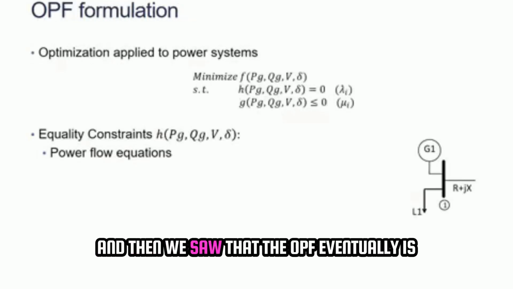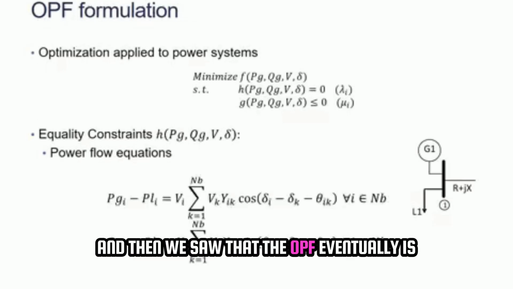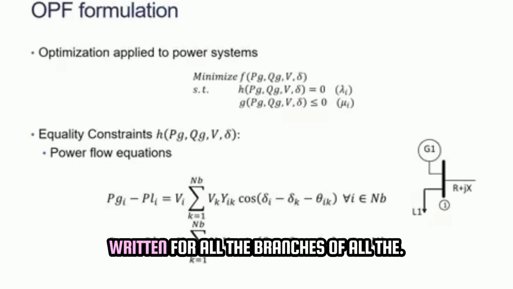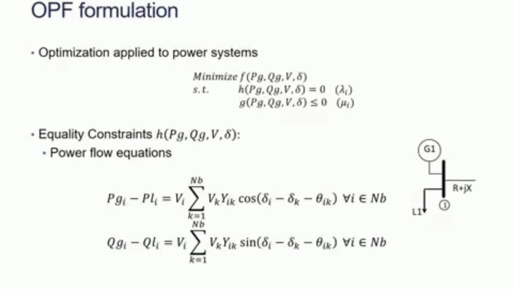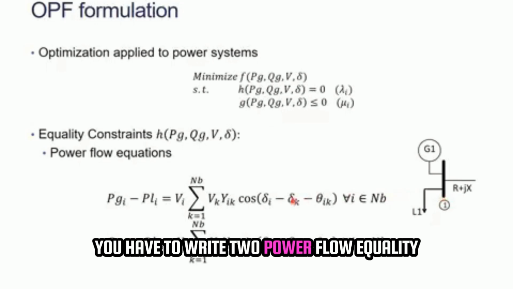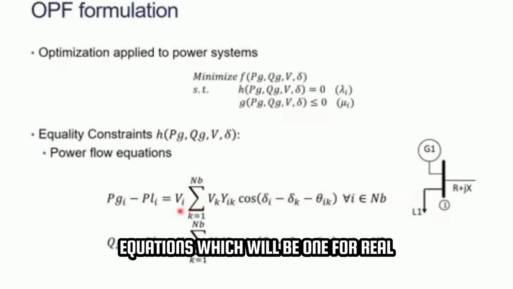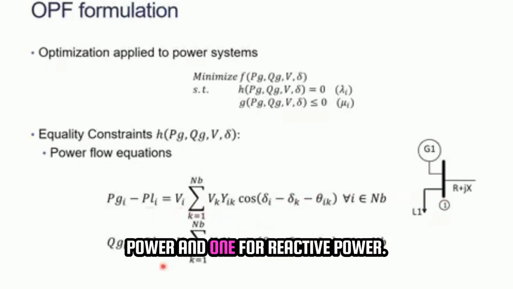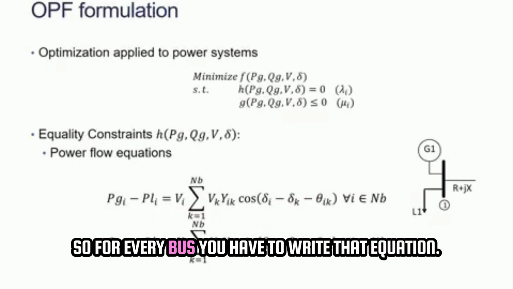And then we saw that the OPF is written for all the branches of all the buses. For each bus you have to write two power flow equality equations, one for real power and one for reactive power. So for every bus you have to write that equation.